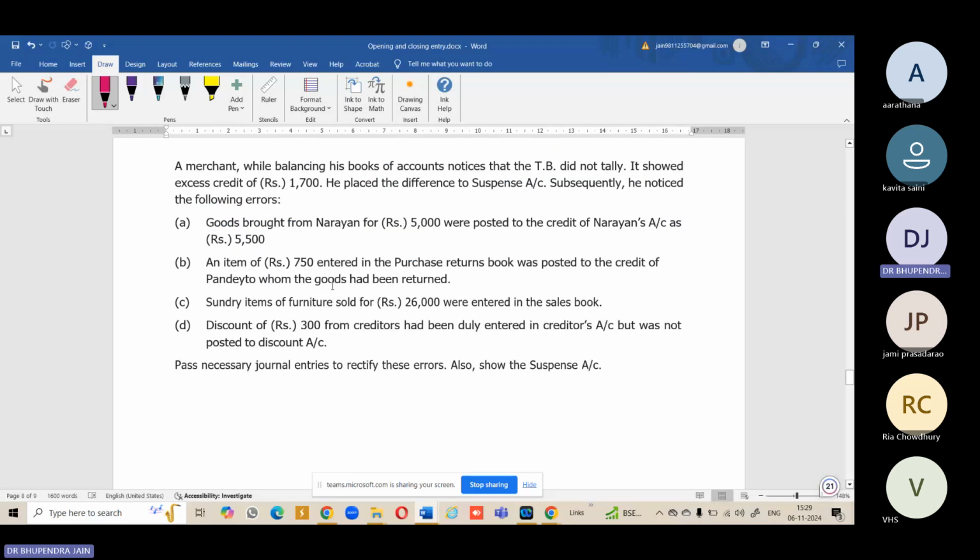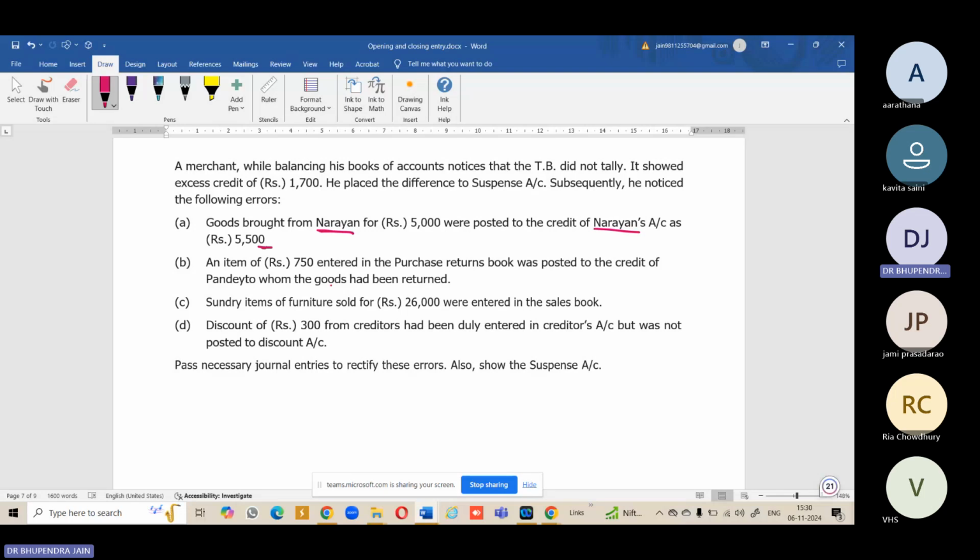So read one by one entry. Goods bought from Narayan for rupees 5,000 were posted to the credit of Narayan account as rupees 5,500. Whenever we buy goods from Narayan, the entry will be purchase account debit to Narayan. But we wrongly posted in the Narayan account 5,500 instead of 5,000. Clear, beta? So we have to reduce the balance of Narayan.